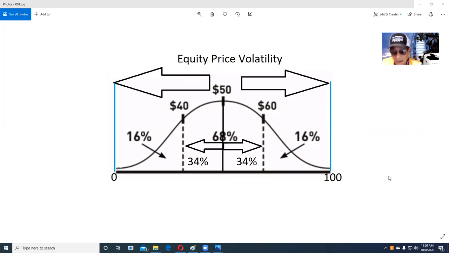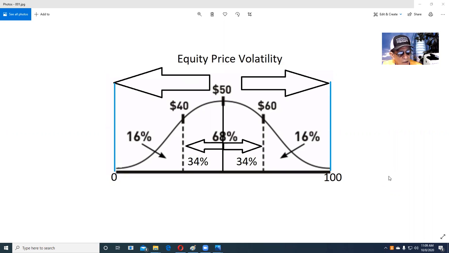This is Thursday. It's 11 o'clock in the morning, and we're going to talk about equity price volatility. As you know, when you buy an option, you have an implied volatility. We're going to explore that later on. Right now, we're just going to deal with the actual price of the stock.